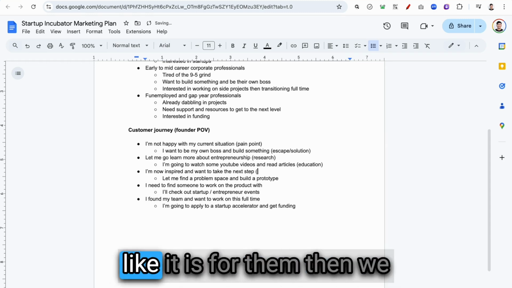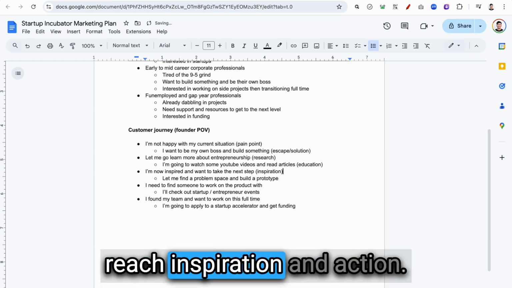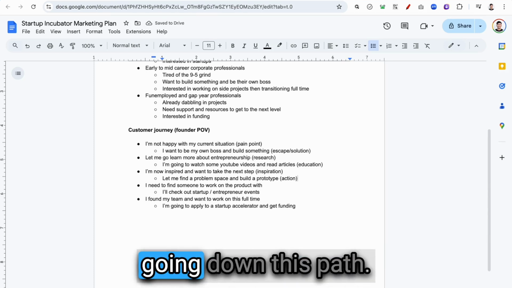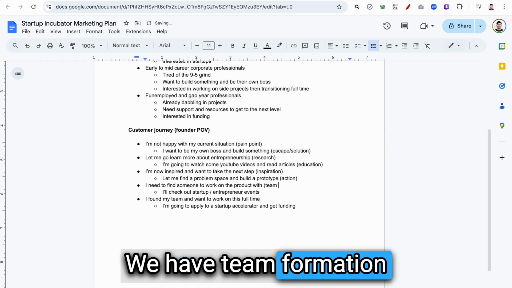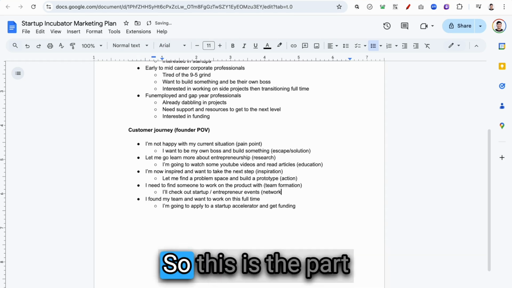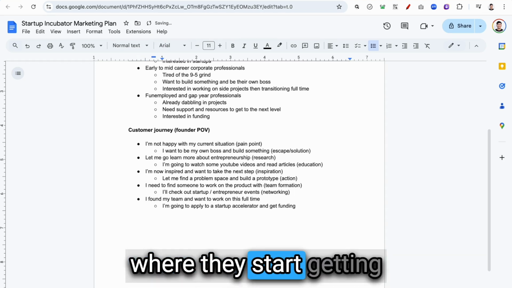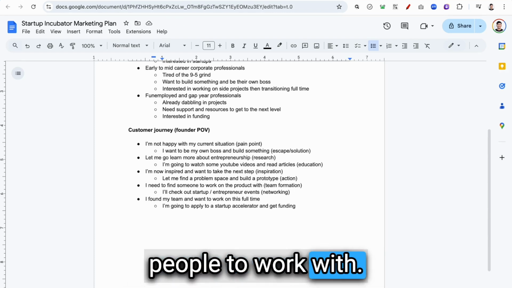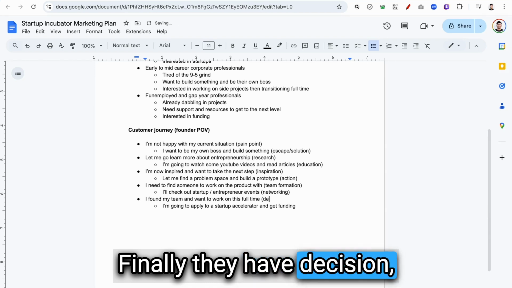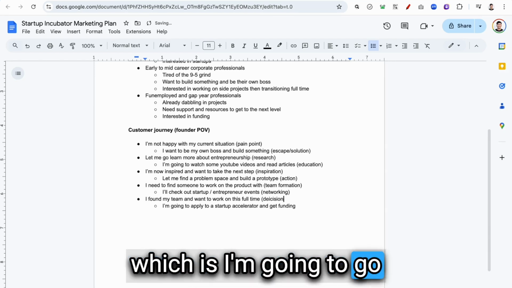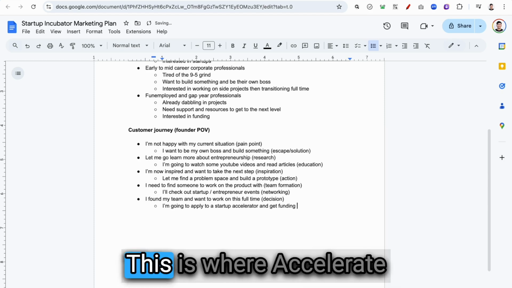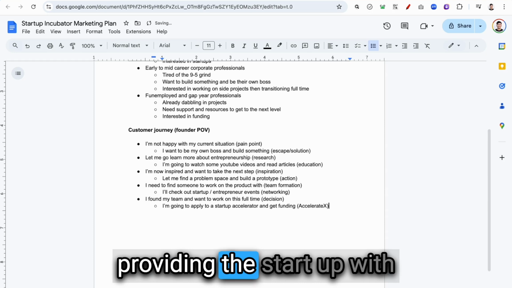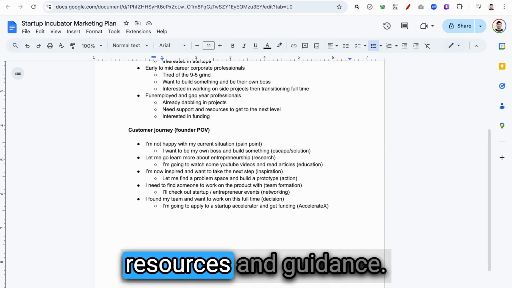And then if they feel like it is for them, then we reach inspiration and action. So this is when they're invested in going down this path. We have team formation and networking. So this is the part where they start getting serious about building a team and trying to find people to work with. Finally, they have decision, which is I'm gonna go ahead and start a startup. This is where Accelerate X comes in, which is providing the startup with resources and guidance.